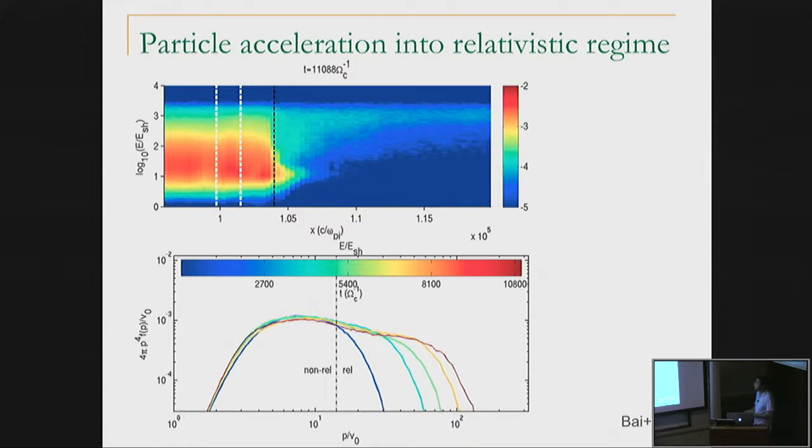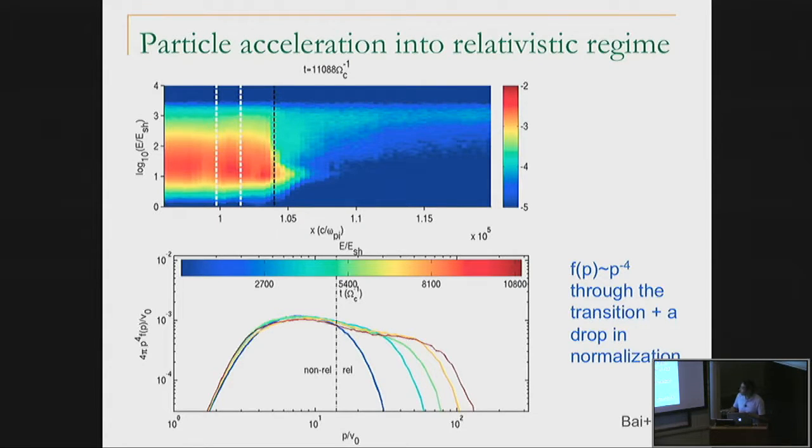And so this is again the particle acceleration. On the bottom is the spectrum, for regardless of whether you're in the relativistic or non-relativistic regime. And so this is p to the 4 times f(p), so it should be flat. And we see that overall the shape is flat, and there's a slight change in normalization. But other than that, the acceleration continues smoothly from non-relativistic.